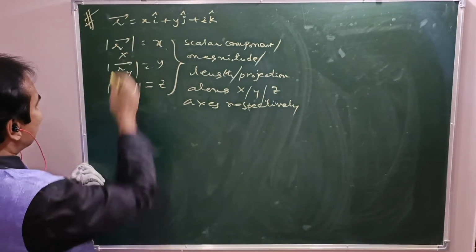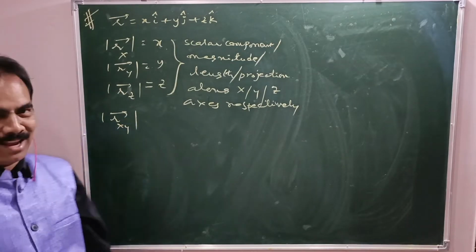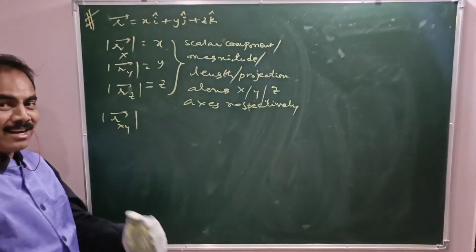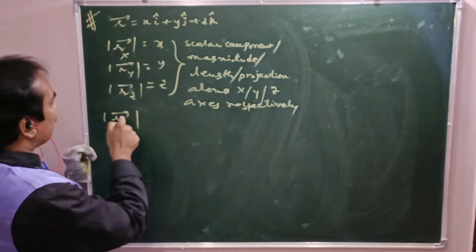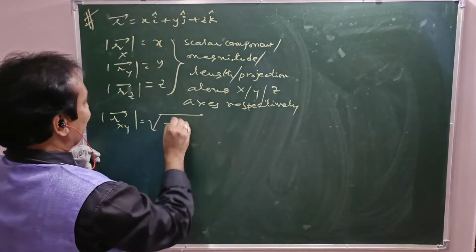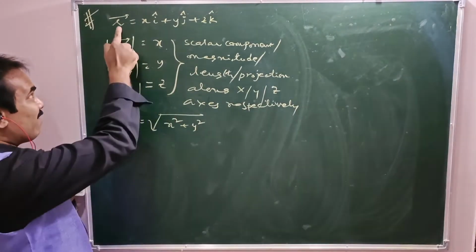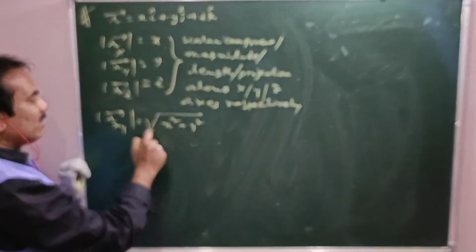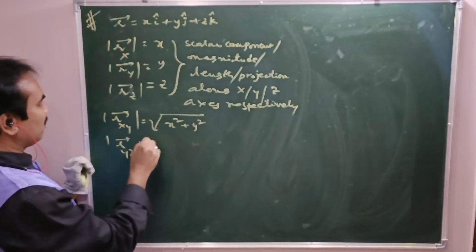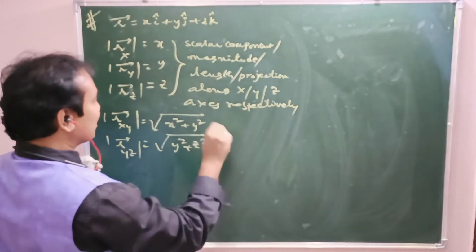Now the same can be written as mod r bar xy. What is xy here? Plane. The xy plane. So the same vector finds different lengths in different planes. That is the reason why mod r bar in the xy plane means root over x square plus y square. Root over x square plus y square gives the length of r bar in the xy plane. Similarly, mod r bar suffix yz means root over y square plus z square.